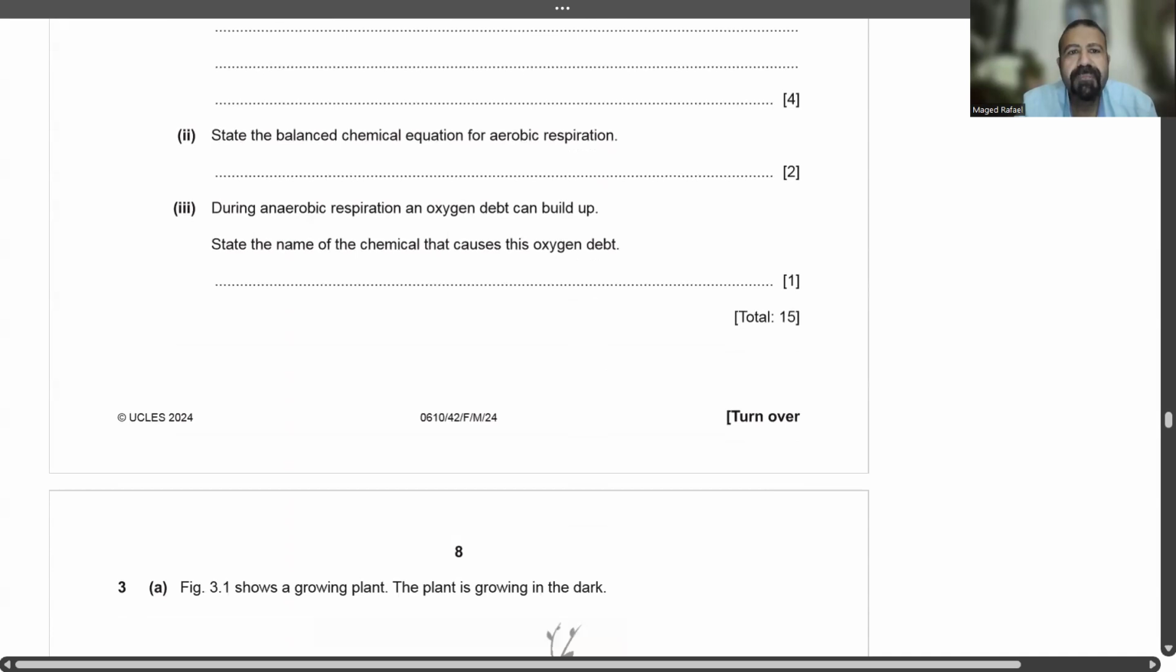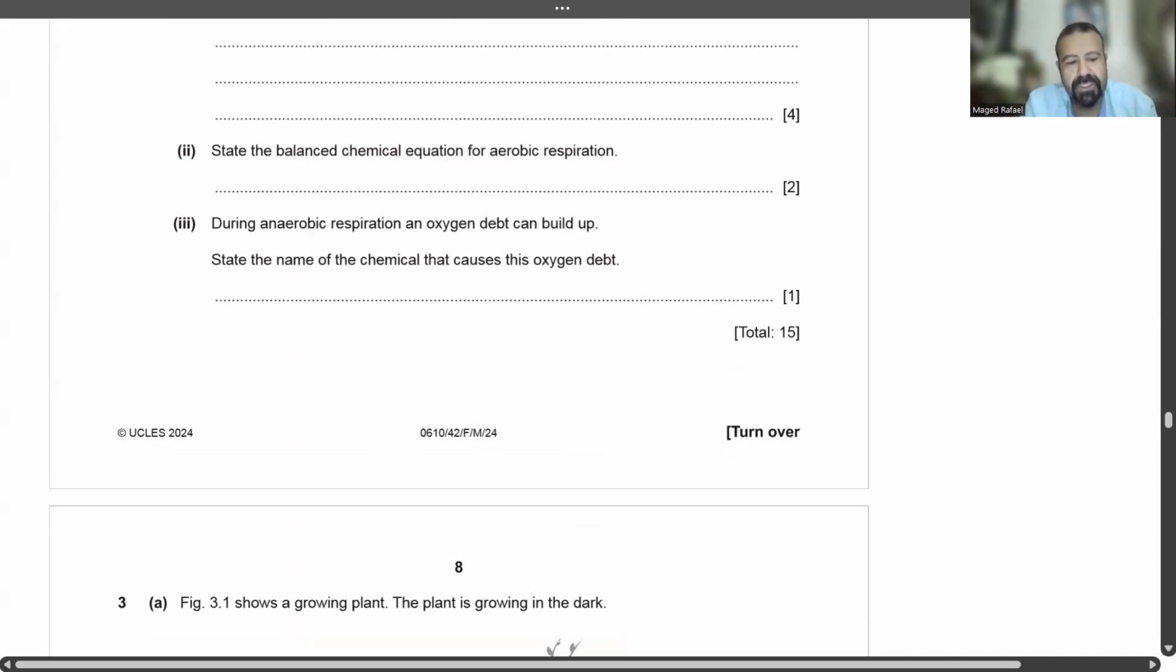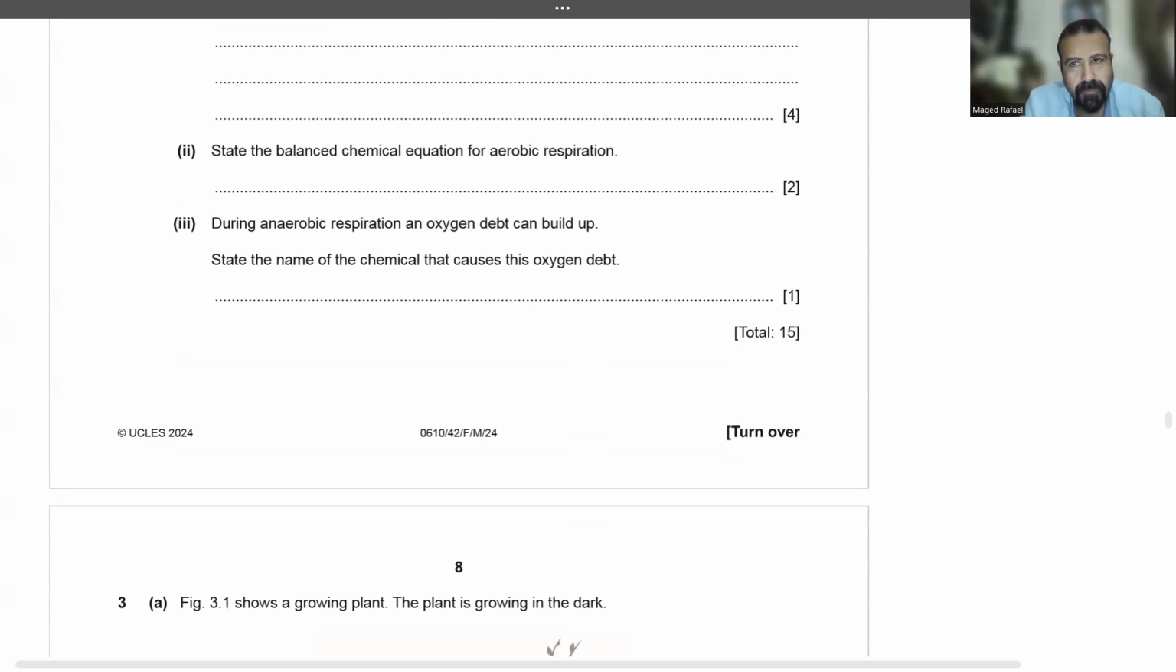Okay, come on Malak, tell me the balanced chemical equation for aerobic respiration. C6H12O6 plus 6O2, exactly, equals 6CO2 plus 6H2O plus energy. Okay, because it is a balanced chemical equation he wants to check the equation and the balancing. Fine, nice that you mention the ATP or the energy, but anyway we won't lose a mark if we forget it.